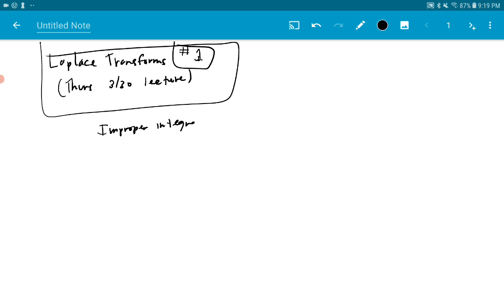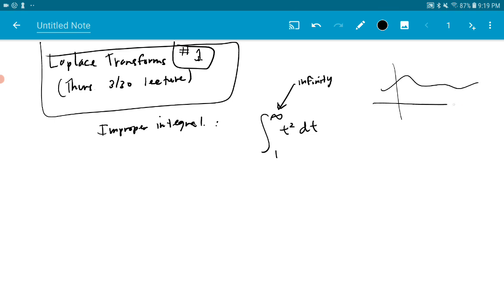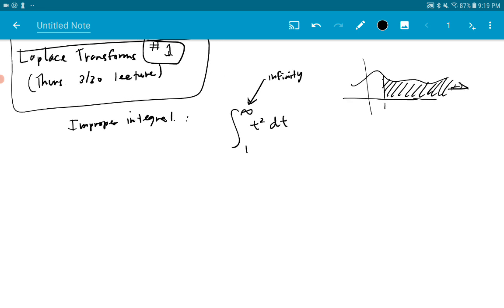You probably remember these from Calc 2, hopefully. But here's an example. If I took the integral from, say, 1 to infinity of a function like, how about t squared dt. Whenever you have one of your limits being infinity, that's called an improper integral, because technically if you were to graph this function, you're trying to find the area underneath the graph to the right of 1. So that area extends forever to the right.